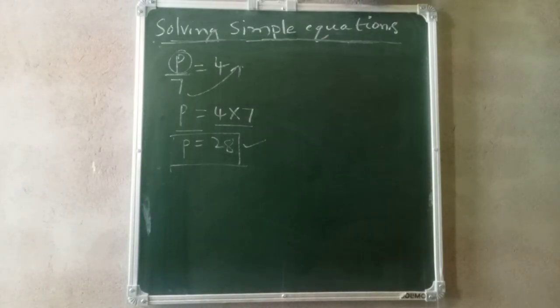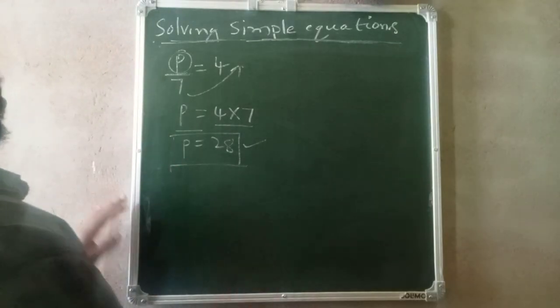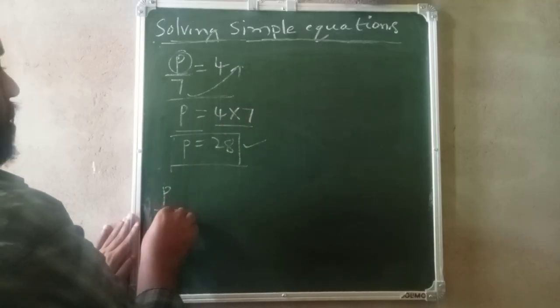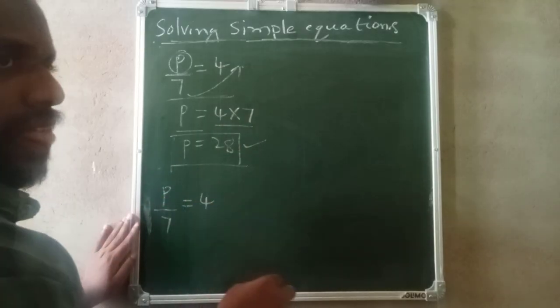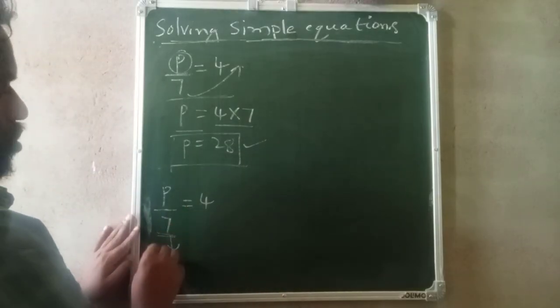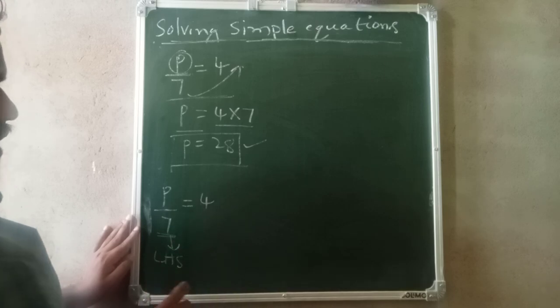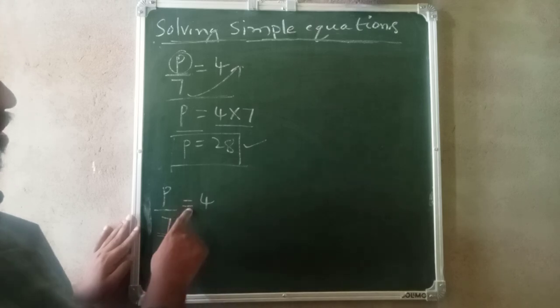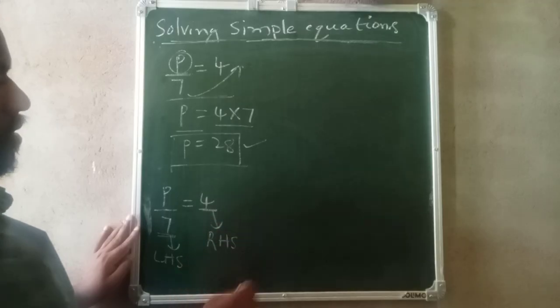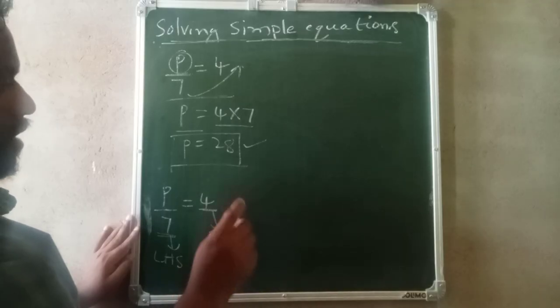Now we will check whether this answer is correct or not. Okay. So first I will write the given equation as it is. p by 7 is equal to 4. Okay. So before this equal sign, whatever is there, this is LHS. So LHS means left hand side. After the equal sign, whatever is there, that is RHS. So RHS means right hand side.